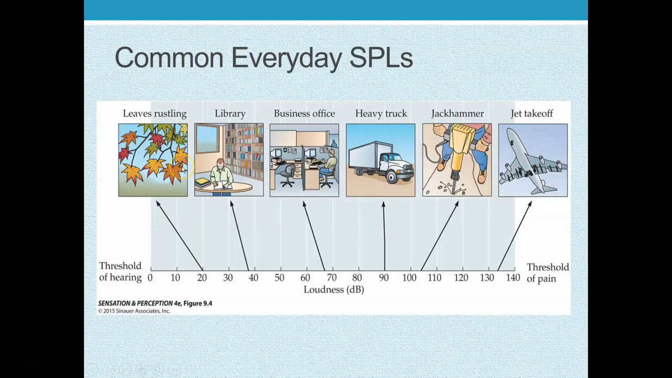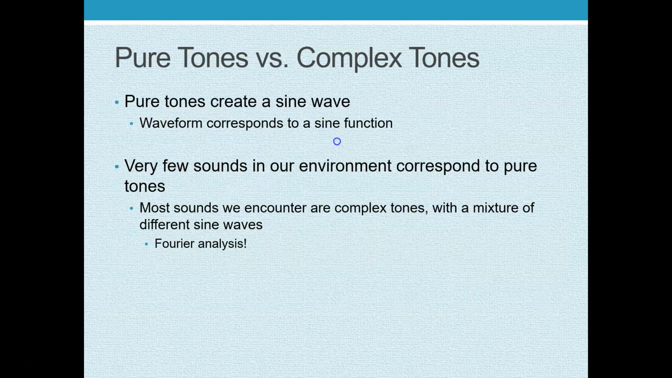Here are some pretty common everyday sound pressure levels. Leaves rustling is about 20. Being in a quiet library is a little less than 40. Being in a business office is a little less than 70. Being stuck in traffic and listening to a heavy truck is about 90. A jackhammer is right over 100. And a jet takeoff without any sort of auditory protection actually has a sound pressure level of about 135, very, very close to our threshold of pain.